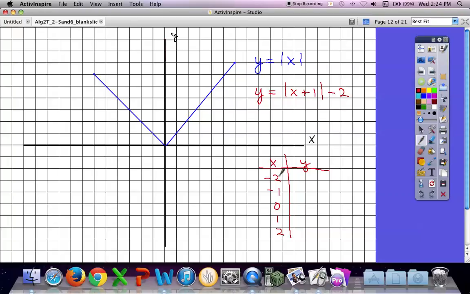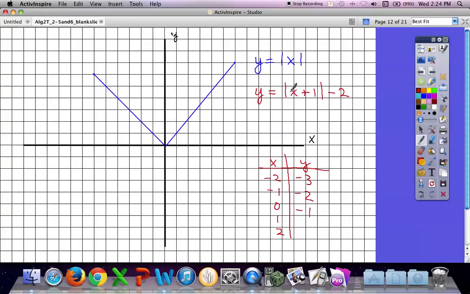If I plug in -2 here, then I have -2 plus 1 is -1. -1 minus 2, -3. Okay, plug in -1. -1 plus 1 is 0. 0 minus 2. Okay, plug in 0. 0 plus 1 is 1. Absolute value is 1. 1 minus 2, -1.